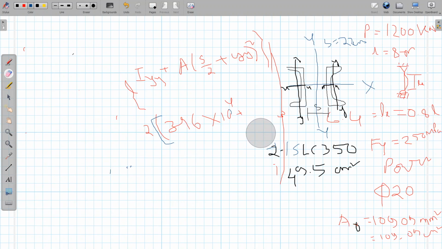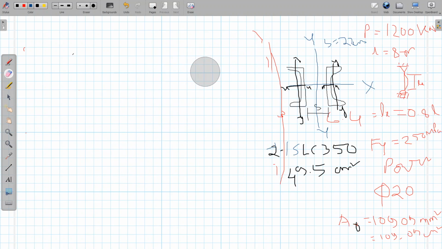Basically what we did, we have chosen the main member of the column with a proper spacing. Next our job is to design the connectors, design the ties to hold these two channel sections together. That is, we have to design the lacing and we have to design the batten also. Okay, let us do the next part.